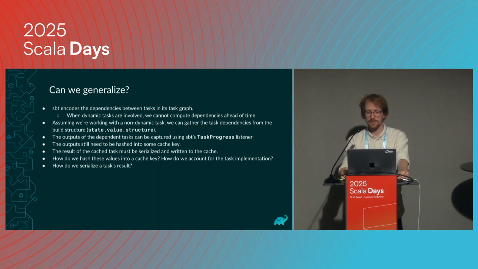So, since SBT encodes the dependency in the task graph, we can try to look at it and infer what the dependencies are. When we have dynamic tasks, however, it's not possible to compute the dependencies ahead of time because those depend really on what happened at runtime. But if we're working with non-dynamic tasks, we can just ask the build structure for those dependencies. Having those dependencies, we know what tasks to look for to gather the values that were produced and that are going to impact the evaluation of the task we want to cache.